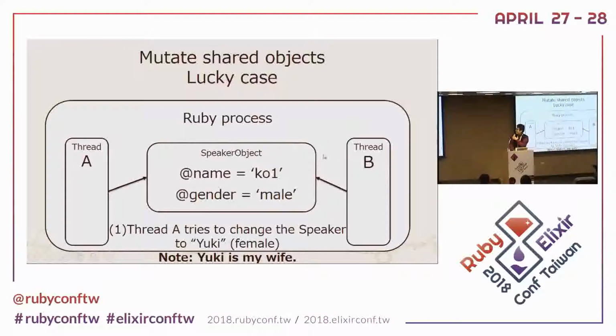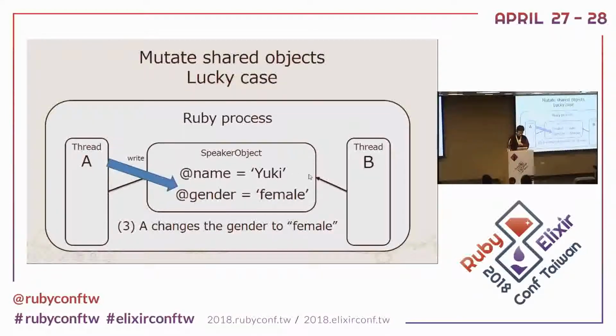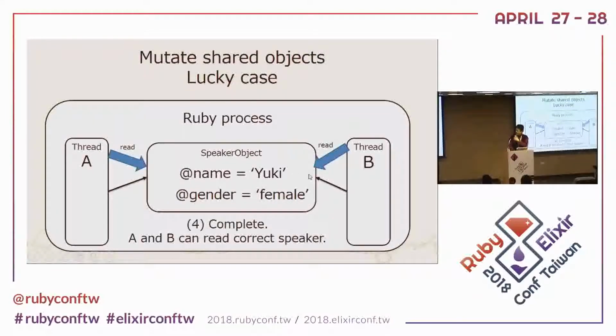And please assume that thread A and thread B share one object. To replace the name and gender, we change the name to Yuki and gender to female. And we can see the complete replaced object. So there is a lucky case, but there is an unlucky case.